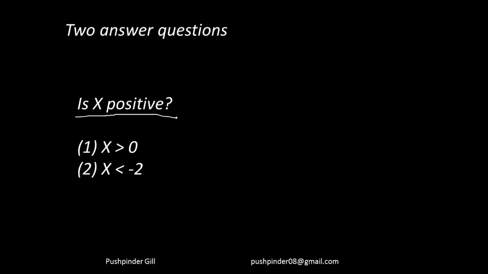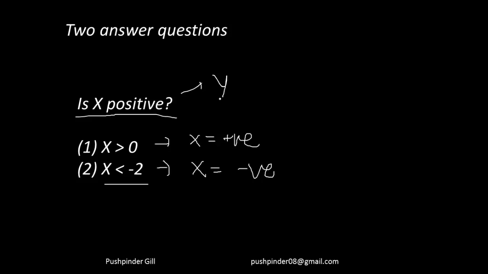Second, two answer questions. Now he is asking, is X positive? Does that give you the answer? Yeah, that pretty much tells me that X is positive. Now what does this option tell me? This option tells me that X is going to be negative always. Is that the answer? Yes, this is the answer, because he is able to tell me that yes, X is not positive. So these kinds of questions have two answers, a yes answer and a no answer. These are the most tricky questions in GMAT data sufficiency, and we have a very good strategy for that. I'll tell you in the further videos. So there are two answers to this question.